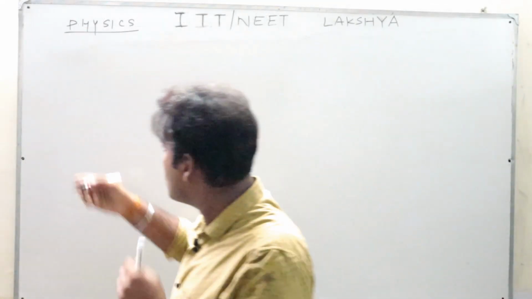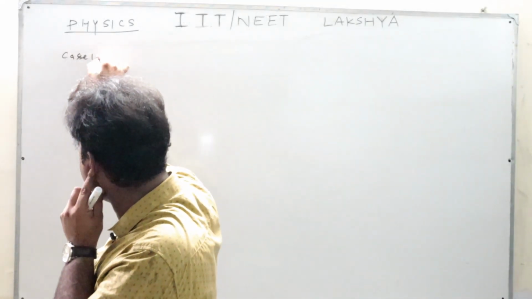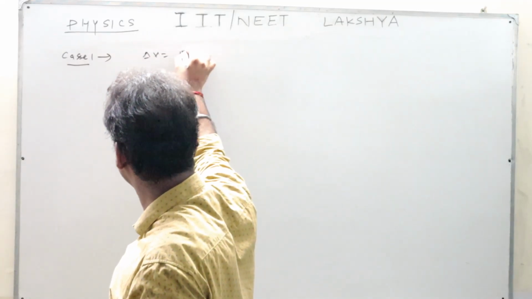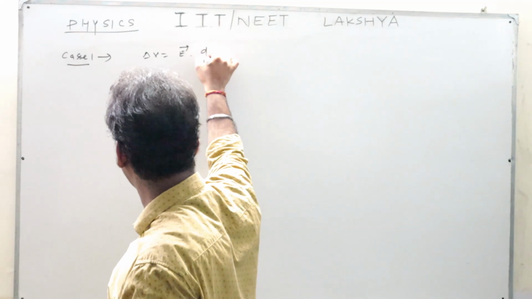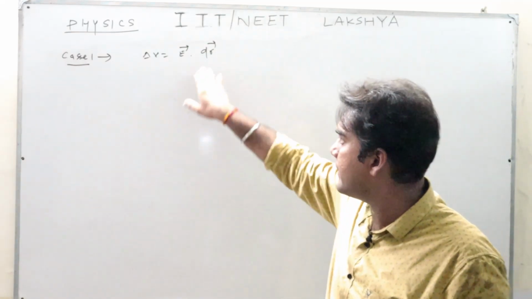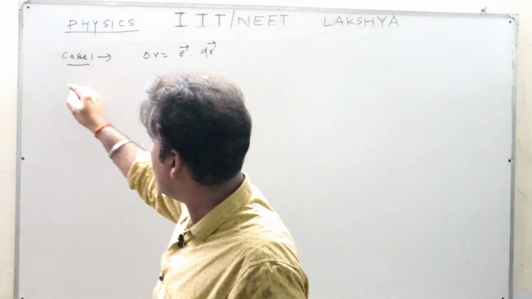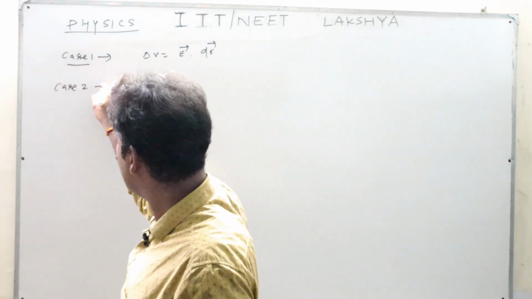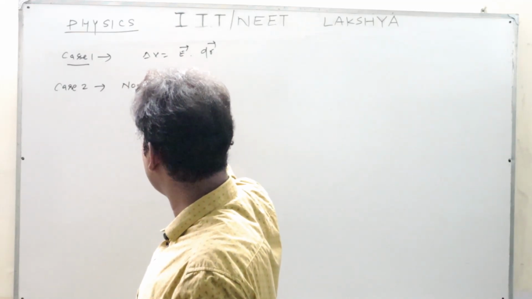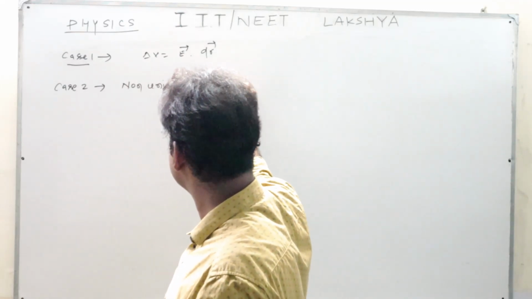Now let us take case 2. From case 1, we got one thing clear: if E was uniform, we got delta V is equal to minus E dot dr. I can write delta R or dr, anything. If the distance is very, very small, you can write dr. That was case 1. Now let me take case 2, which is basically your non-uniform electric field.